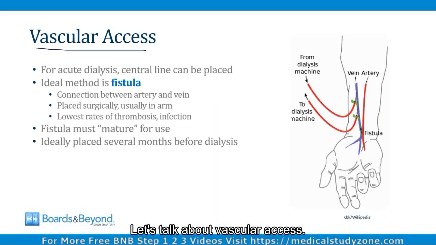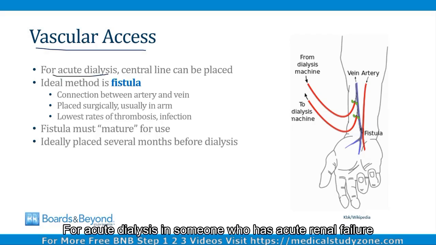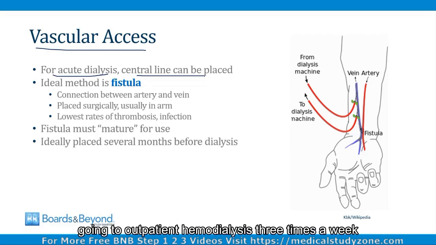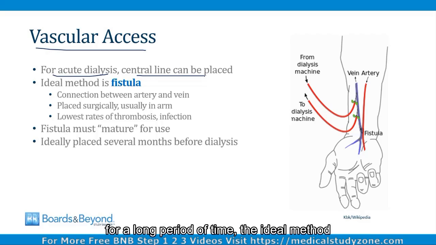Let's talk about vascular access. If you want to perform hemodialysis on a patient, you need to have access to the vascular system. For acute dialysis in someone who has acute renal failure and hyperkalemia, a central line is usually placed. But for patients who are going to be outpatients, going to outpatient hemodialysis 3 times a week for a long period of time, the ideal method of vascular access is called a fistula.